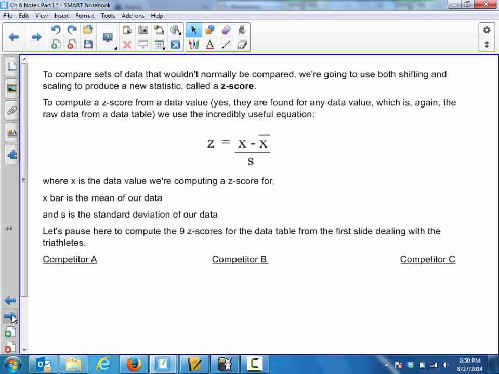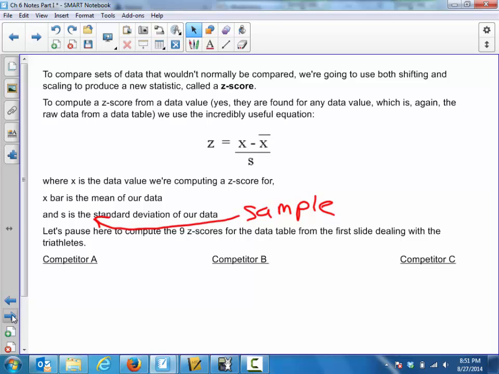To compare sets of data that would normally not be compared, we're going to use both shifting and scaling to produce a new statistic called a z-score. To compute a z-score from a data value, and yes, they are found for any data value, we use an incredibly useful equation: z equals x minus x bar over s, where x is the data value that we care to find a z-score for, x bar is the mean for the data as we've used it in the past, and s is the standard deviation of our data. I should really say the sample standard deviation as we've used it so far.